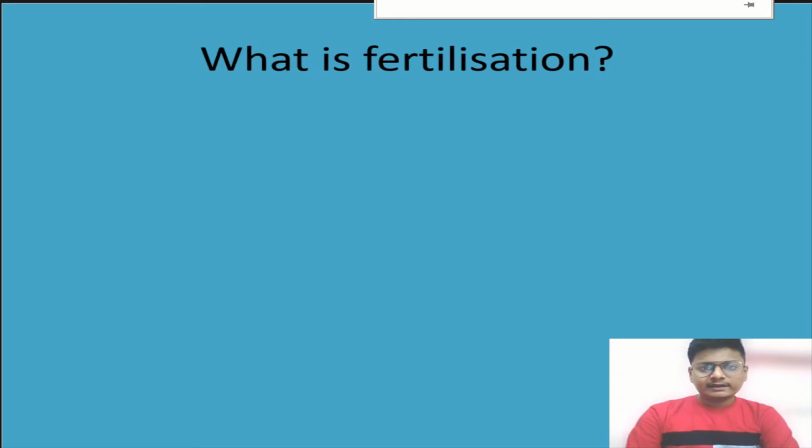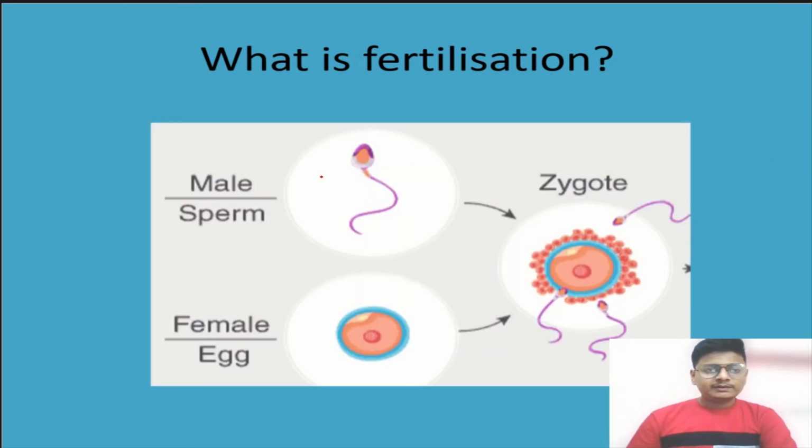Yes students, now let's see what is fertilization with a diagram. So are you able to see this? So male is known as sperm, female is known as egg. So these are the cells, they will fuse together and form a zygote, and this is known as fertilization.